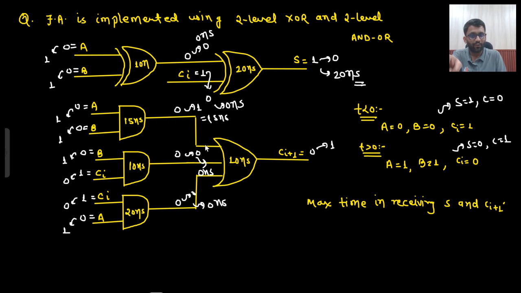But these two guys have to wait for this guy, right? Why they have to wait for this guy? Because output is depending on him. If output was not depending on him, they would not be waiting. But output is depending on him. So 15 plus 10. So this will be stable after 25 nanosecond. So that's the answer. Maximum time in receiving S and Ci plus 1: for S it is 20 nanosecond, and for Ci plus 1 it is 25 nanosecond.